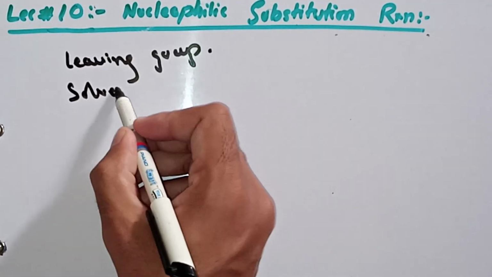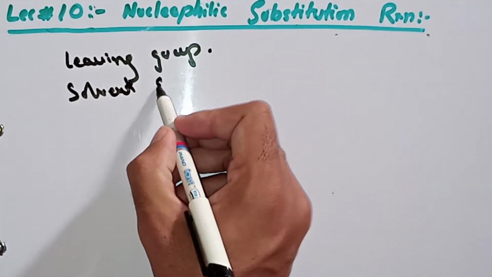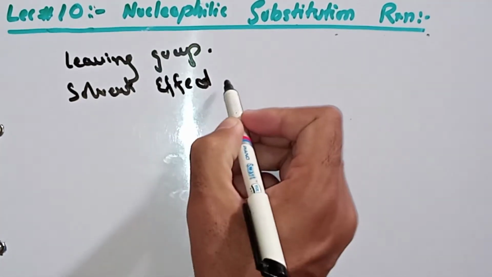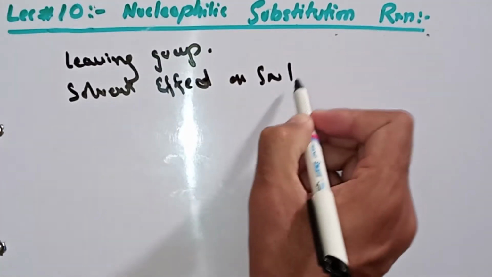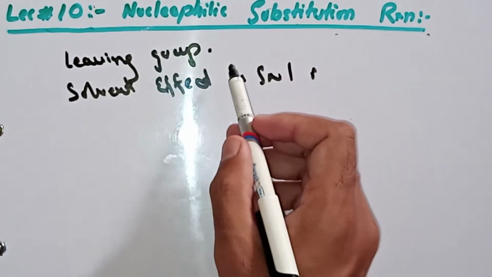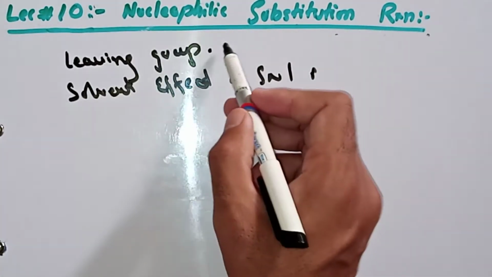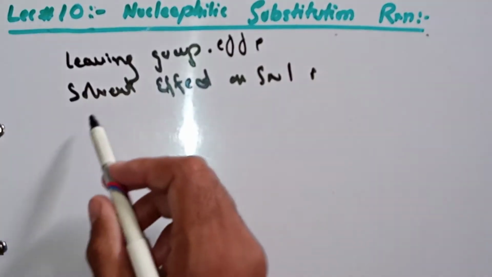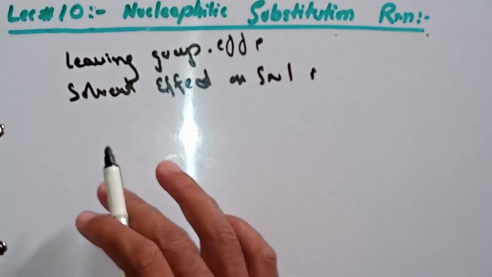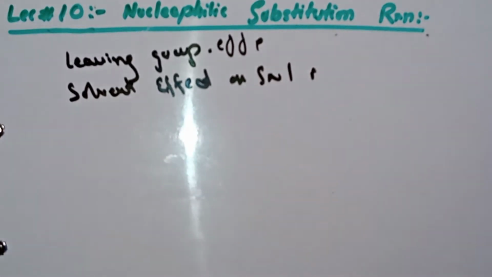Both these topics are very simple. Also, we will discuss solvent effects on the Sn1 reaction. First of all, leaving group effects on the Sn1 reaction, and then solvent effects on the Sn1 reaction. We will discuss both of them today. Let's start the topic.